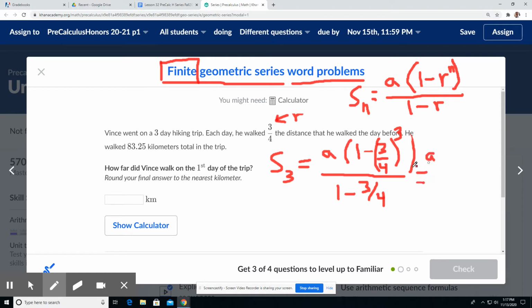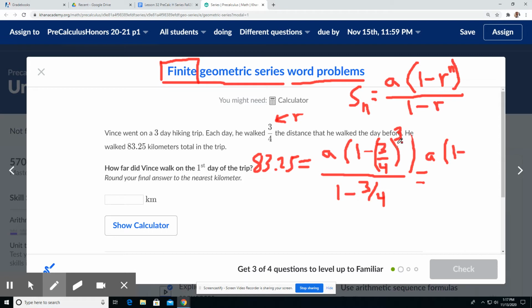So S of 3, how far did you walk in 3 days? 83.25 kilometers. All right, there we go. Now I had too many variables again. You can only have one variable with one equation. So I'm just simplifying what I can over here, and it's all equal to 83.25.